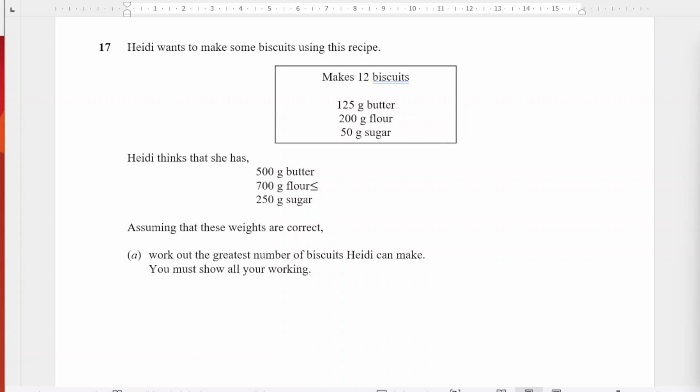So I'm going to use batches. If she's got 500 grams of butter, 500 divided by 125, let's just change this slightly and say that's 100 over 20. That's going to be 4 batches using all the butter. If we then look at flour, she's got 700 grams and she needs 200 for the recipe. So she can make 3.5 versions of the recipe from the flour.